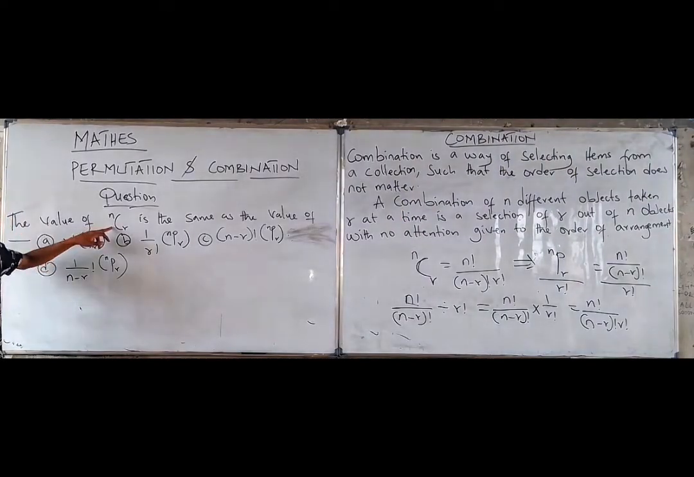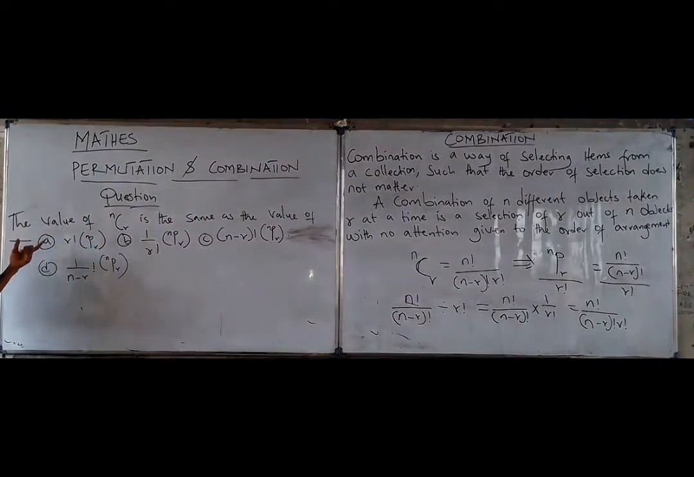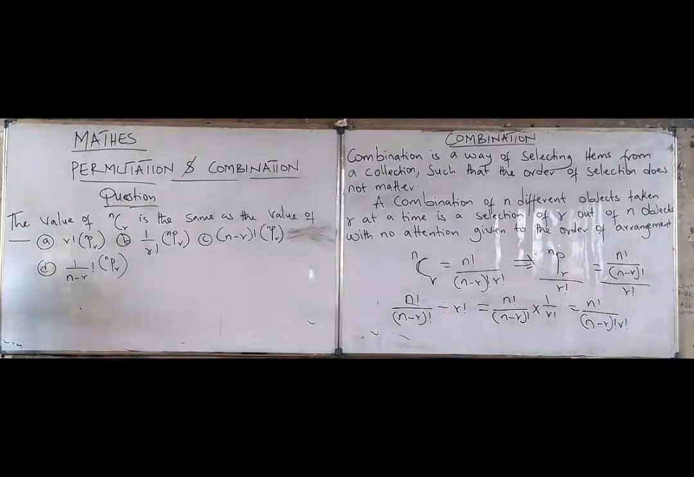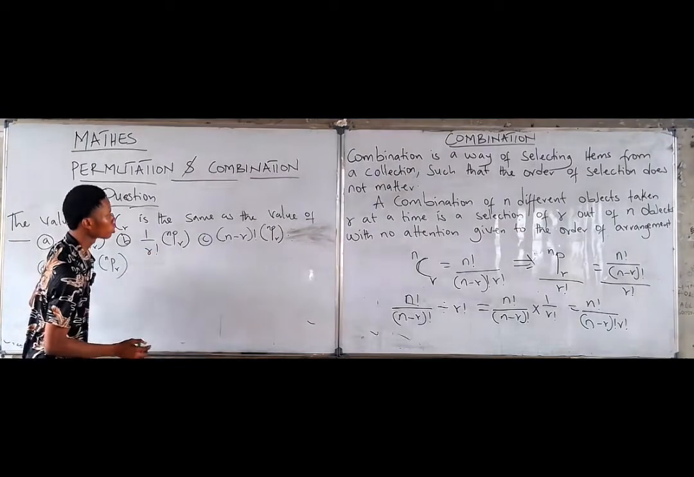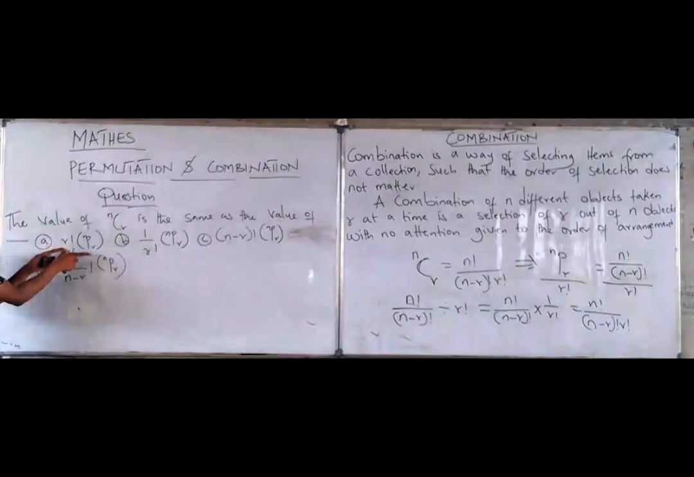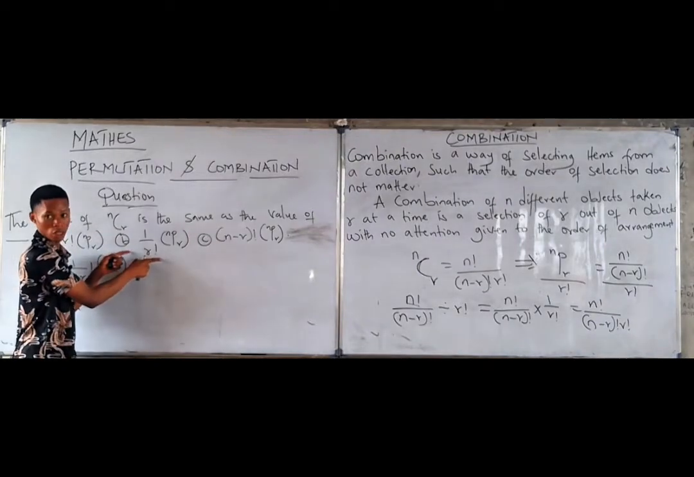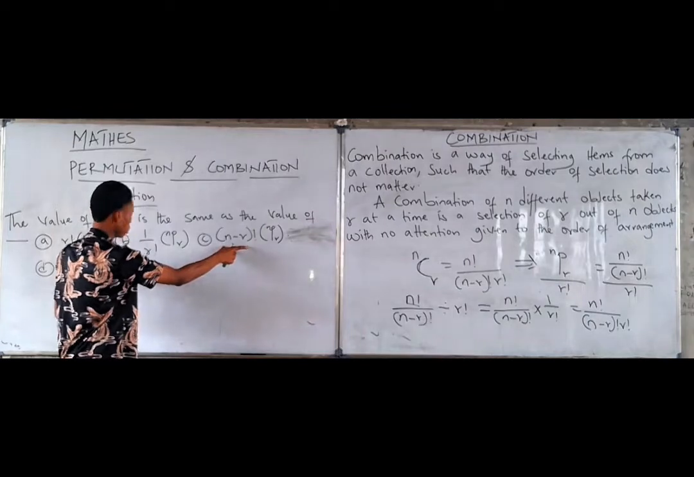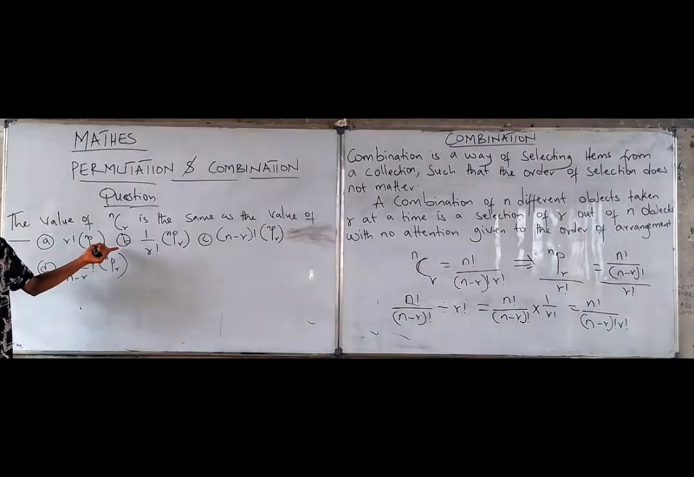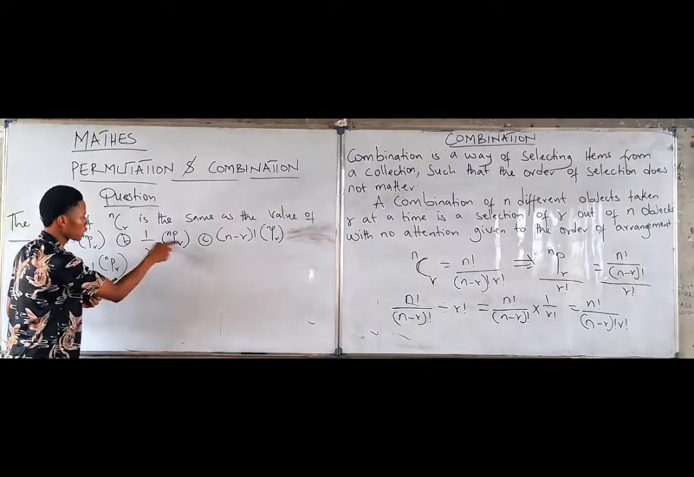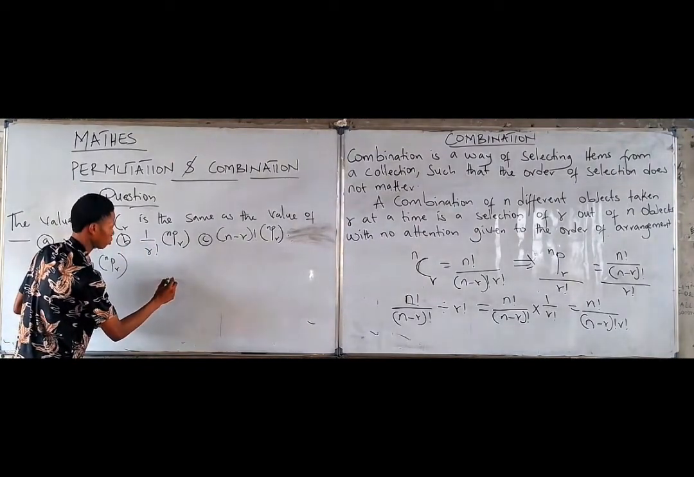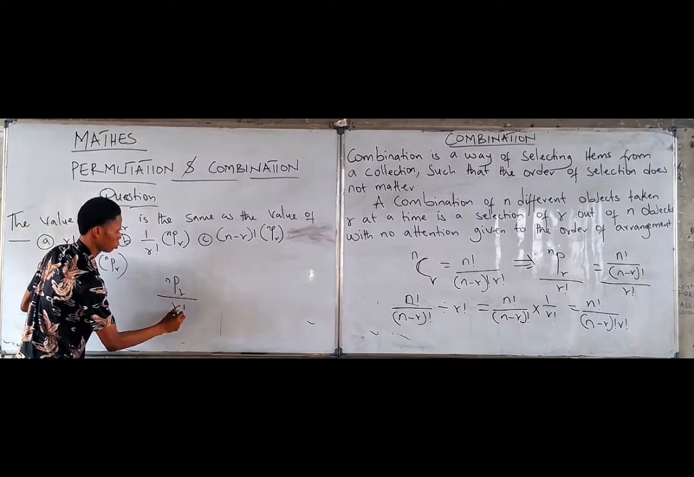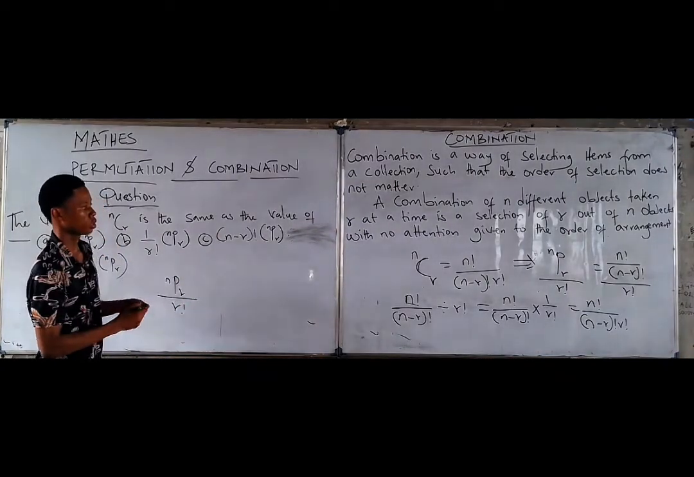Let's look at this question. The value of this is the same as the value of dash. Now if you look at this, what's the answer? Is this the same thing as combination? Permutation times r factorial, is it the same thing? No, right? The answer is B, because this times 1 is just like writing it like this, which is what we got from the other side there.